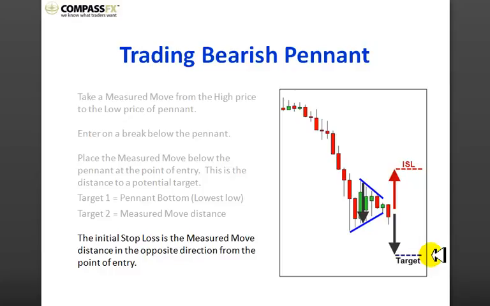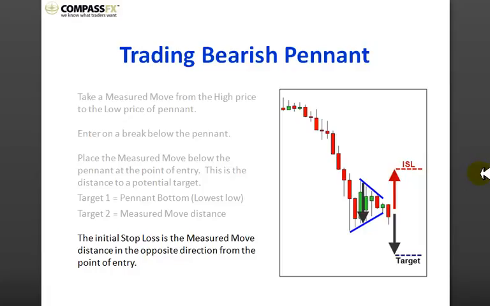Also, to maintain proper money management, we need to identify our initial stop loss. And it's pretty easy to do. You take that measured move and you reverse it in the opposite direction and set that as the initial stop loss. So here at the point of entry, I'm going short. Over the spread at the ask price, set the measured move to the distance up, and that would be your initial stop loss using that measured move. And that is how to set up and trade the bearish pennant.